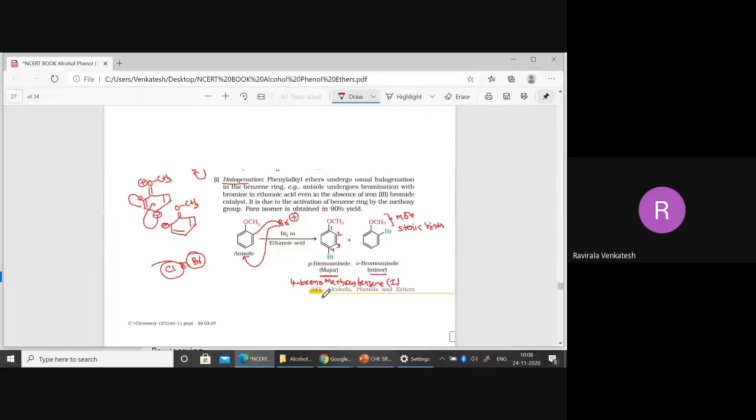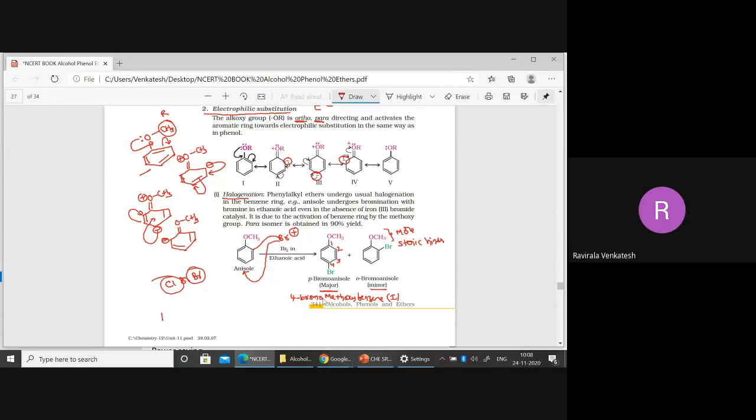Next, when you compare with the 11th class, halogenation is done with bromine in presence of FeCl3 or FeBr3, that means a Lewis acid is taken. Here we don't need to take a Lewis acid, because high ring activating groups are present. Because of the ring activating groups here, there is no need for a Lewis acid.